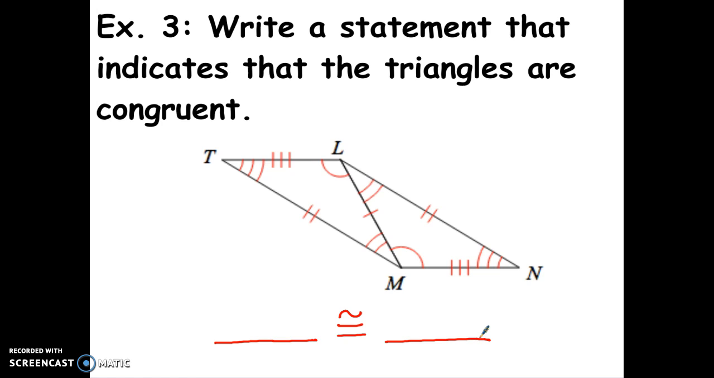So we're going to first begin by naming our first triangle. So triangle, and what I find easiest is to follow my angle arcs. So here we have one angle arc, two angle arcs, and three angle arcs. So I will go LMT. So we have triangle LMT. So I'm going to simply follow that same pattern with the second triangle. We have one angle arc, two angle arcs, three angle arcs. So that will be MLN. So triangle MLN.